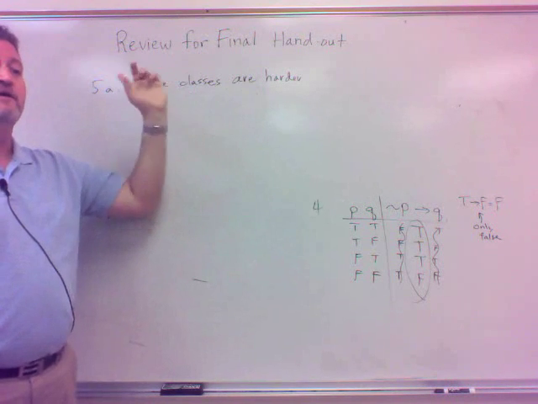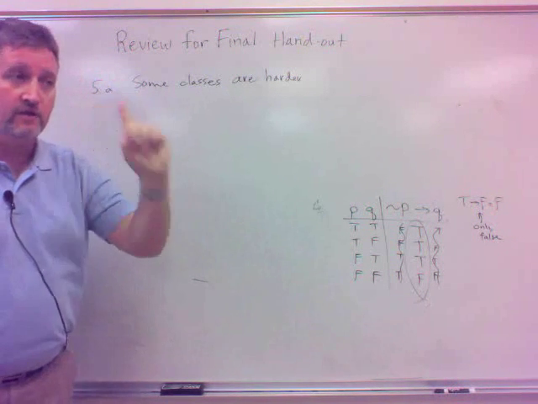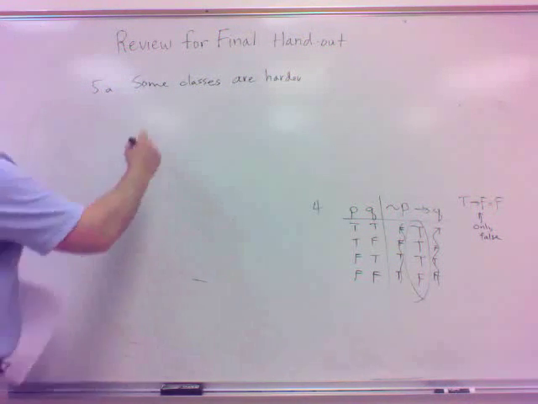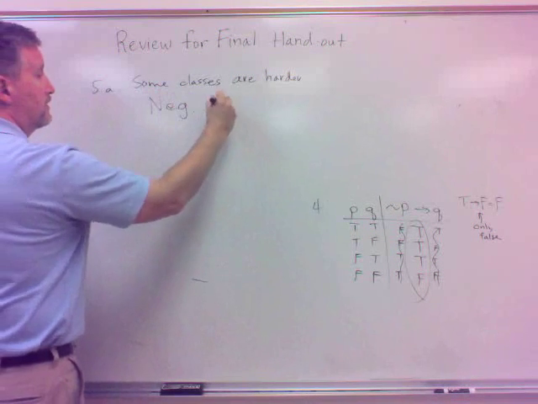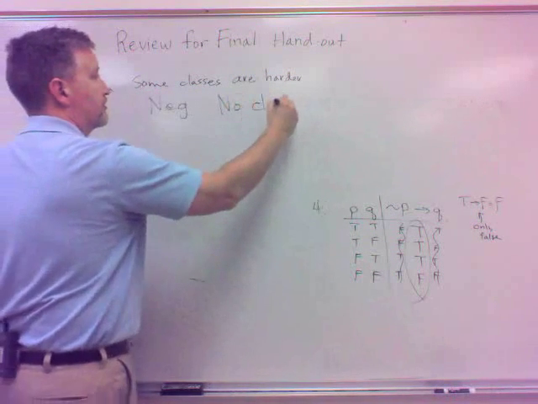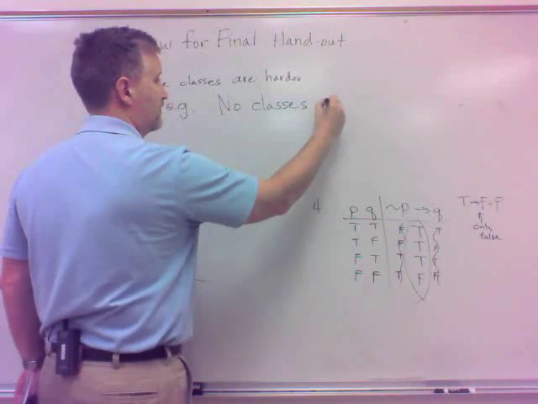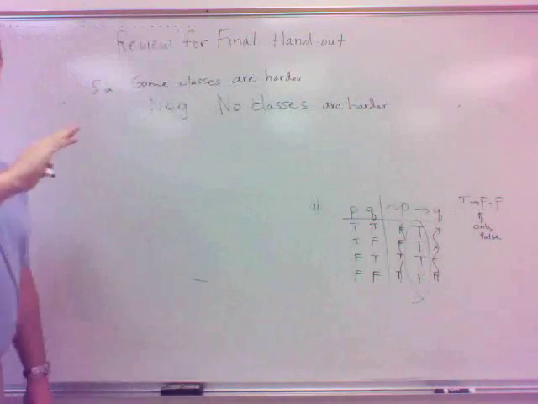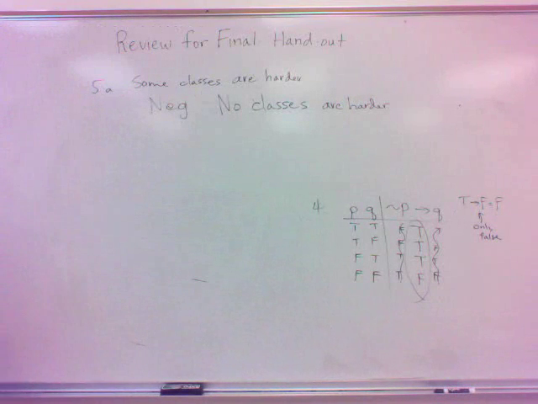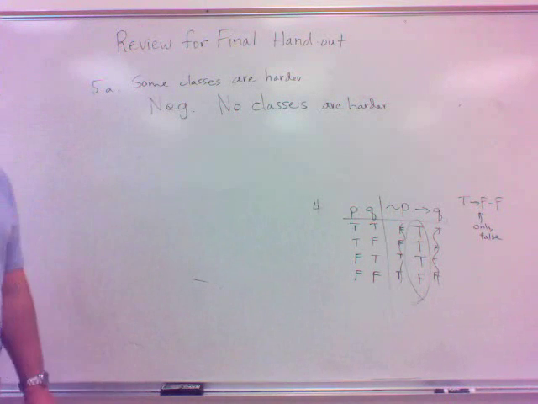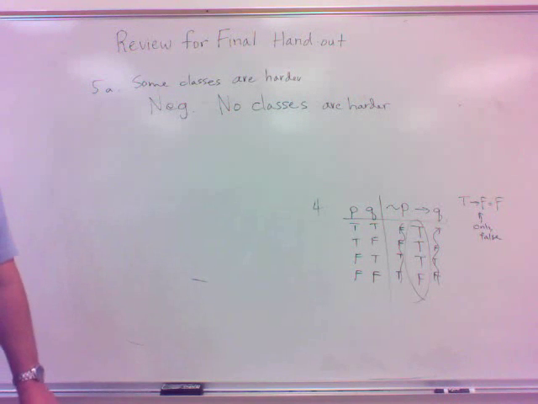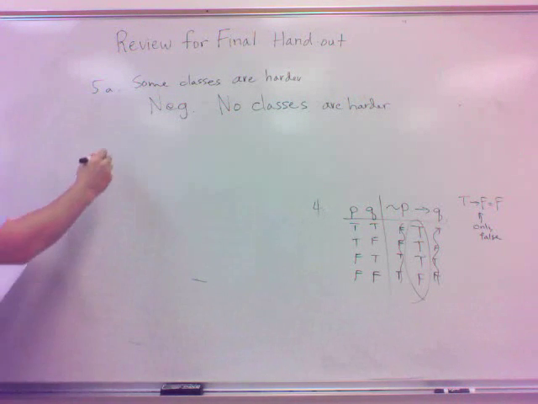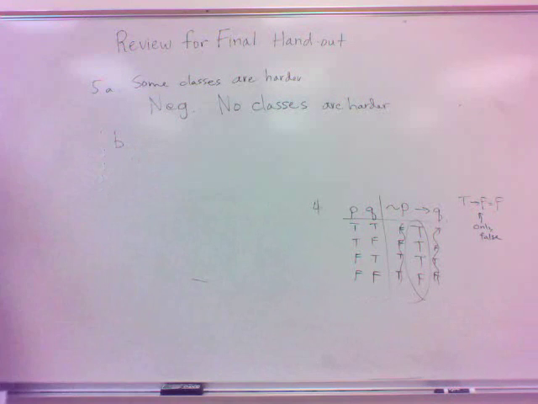Remember, the negation of some, you have to go with no or none. The negation of some is no or none. No classes are harder. Some classes are not harder is not a negation. And so vice versa, you would negate no with some. All is a little bit easier. You can just do not all. But remember those quantifiers. So that's some negates with no. All negates with not all. And so forth.